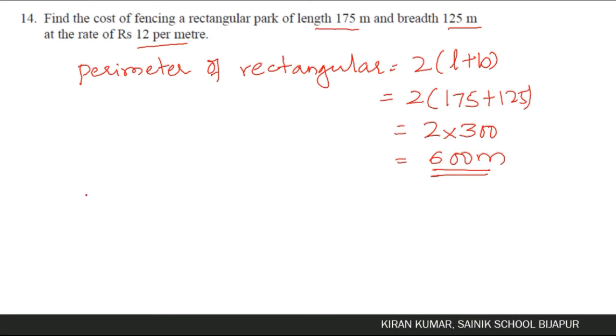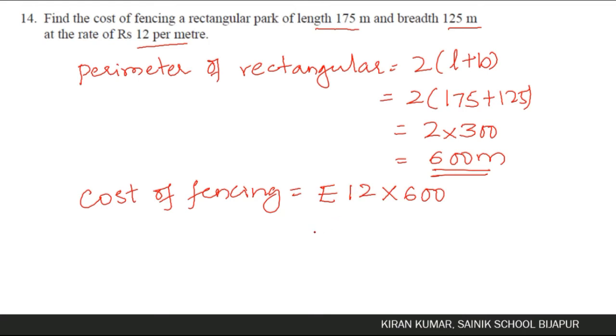Now I have to find the cost. So cost of fencing will be rupees 12 multiplied by 600. We get it as rupees 7200.